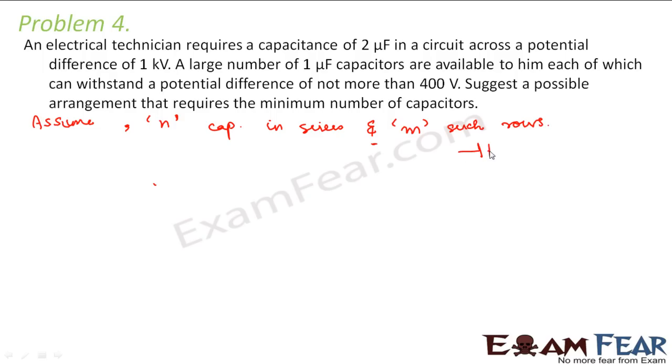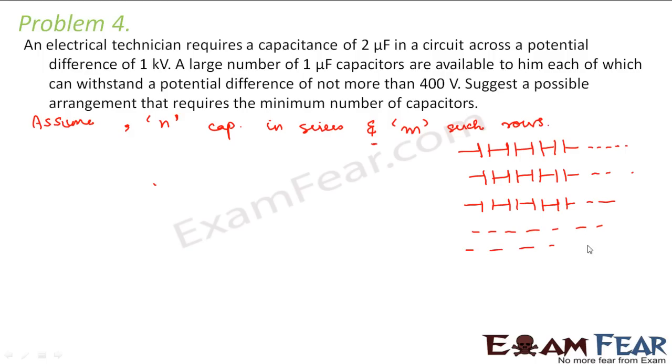Let us suppose I have arranged some n capacitors, and that n can be anything, in series, and there are m such rows. That means this kind of arrangement is repeated some m number of times. So basically, there are n capacitors in series and each of these n-capacitor arrangements is in parallel with the other m such arrangements, right? So this arrangement is repeating m times, and your arrangement is somewhat like this.